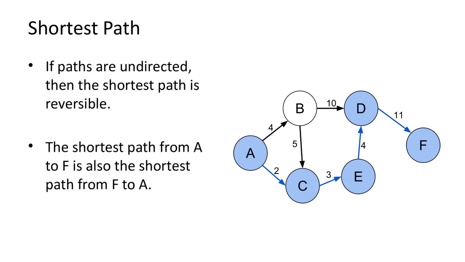If we assume that the edges are undirected, then the shortest path is reversible. This means that the shortest path from A to F is also the shortest path from F to A. Next, let's take a look at analyzing multiple shortest paths at the same time.